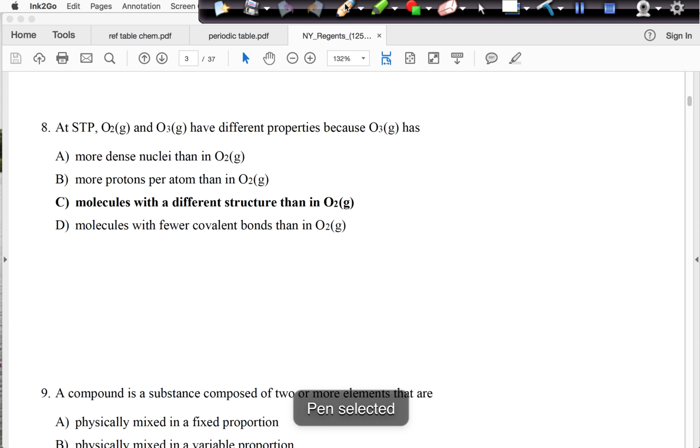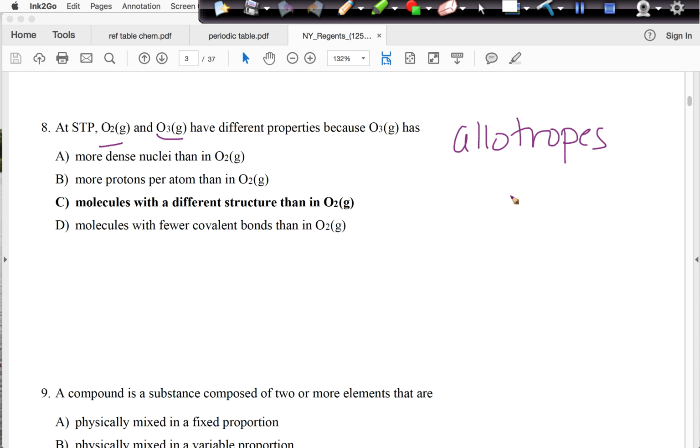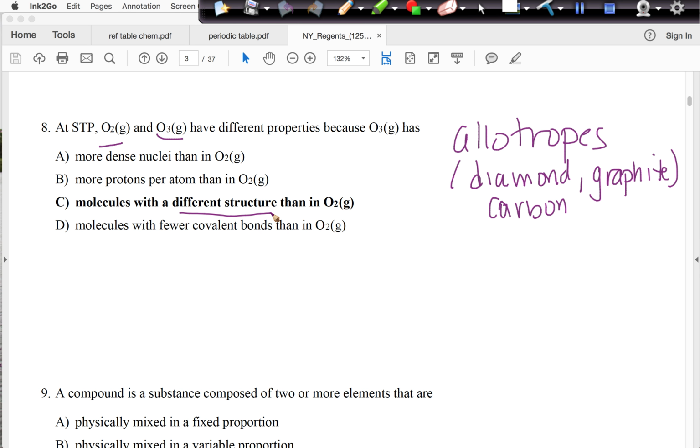For number 8, we have different forms of the same element that have different properties. These were called, not alu, sorry about that. These were called allotropes, and remember that diamond and graphite are also called allotropes, considered allotropes of carbon, and allotropes always have different structure and different properties. Their different structures give them different properties.